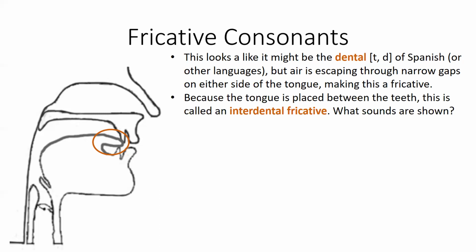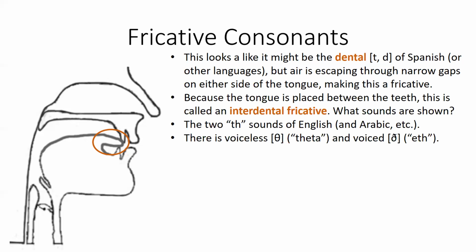What sound is this? And I hope you are guessing that this is the two sounds represented by the TH of English spelling. It's also found in Arabic and Icelandic. Of course, we talked about in class how it's represented in European Spanish as well. At least one of them is. So this is the voiceless and the voiced. The nicknames for these symbols are theta and eth.